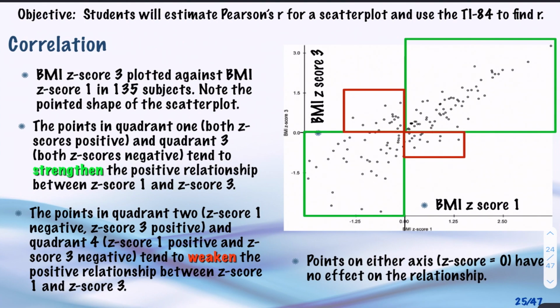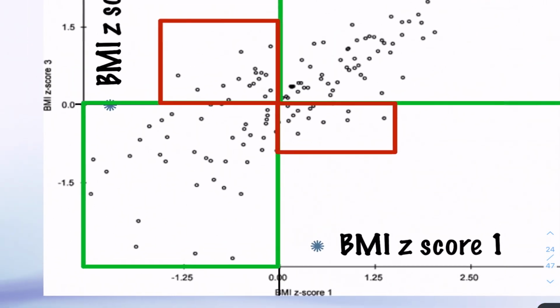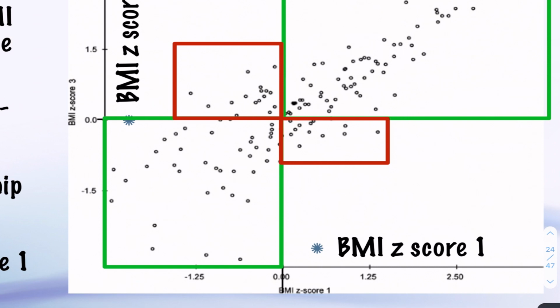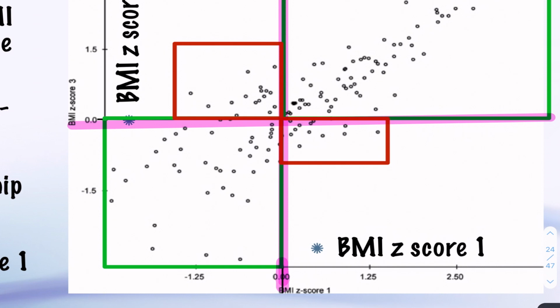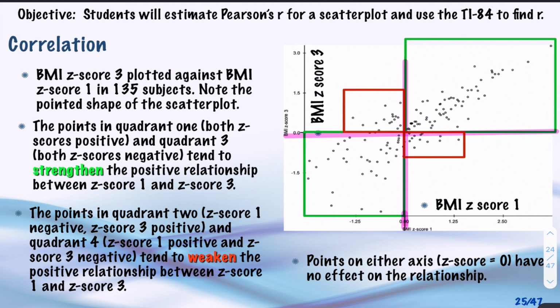Well, let's actually re-look at this. Let's get rid of the units and focus on their z-scores. And by doing that, look at what happens to the x and y axes. Instead of those measurements that we had before, now we are centered at 0 on the x, cross, and 0 on the y. So if we're looking at their z-scores, we can see which data points influence our correlation score. So notice BMI z-score 3 plotted against BMI z-score 1 in our 135 subjects. This shape is still the same, isn't it?